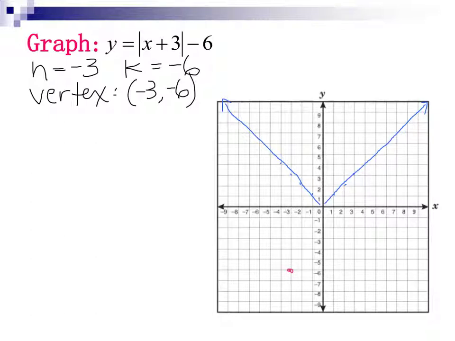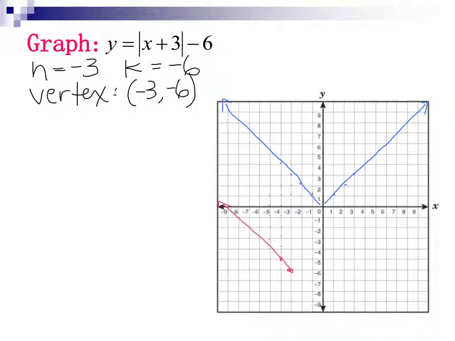I'll now move this point, negative 1, 1, left 3: 1, 2, 3, and down 6: 1, 2, 3, 4, 5, 6. Okay, and I'll move this point, negative 2, 2, to the left 1, 2, 3, and down 1, 2, 3, 4, 5, 6. I now have the left side of my graph.